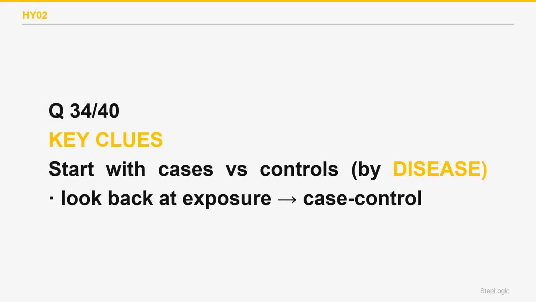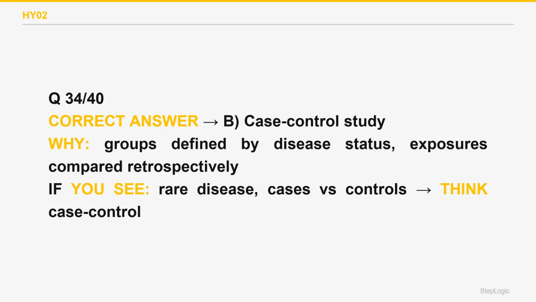A case control study starts by selecting people by disease status, cases who have it and controls who do not, and then looks backward to compare past exposures. It is the efficient choice for a rare disease because you begin with a ready group of cases instead of waiting for them to arise. The correct answer is B.